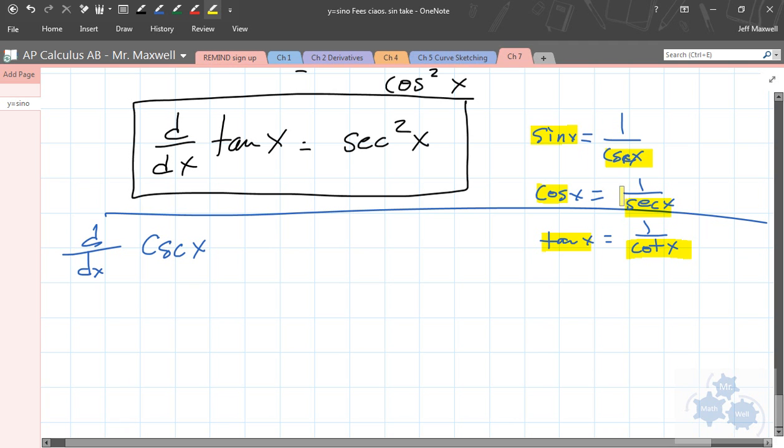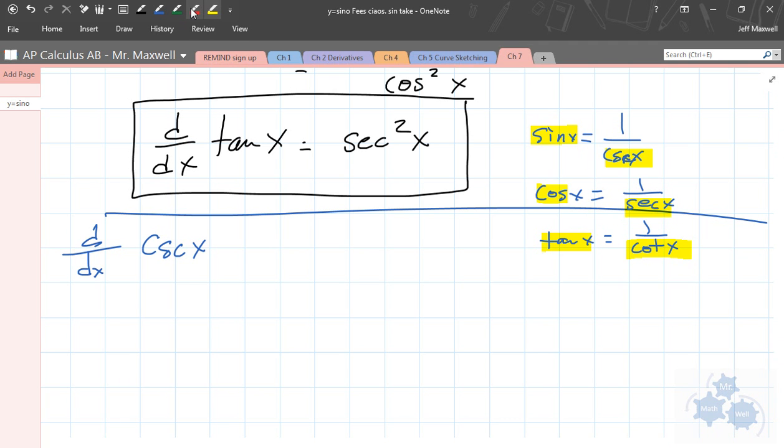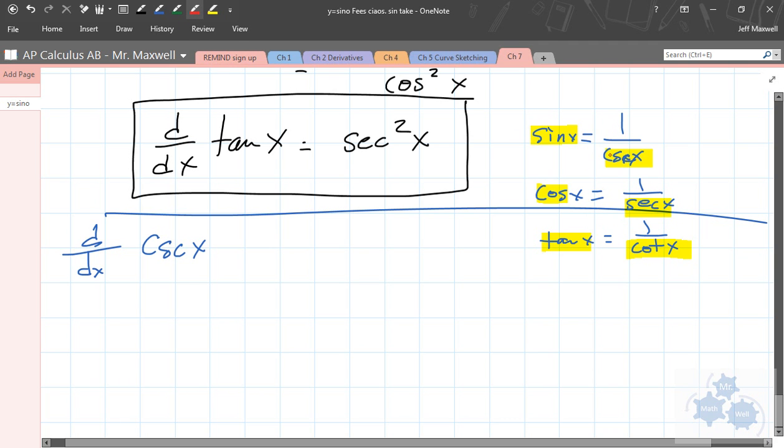But if you remember from previous classes, if you've been in my class, I always help you remember this by saying we have a co and a no-co. So co's and no-co's always go together. So sine, its reciprocal is cosecant, and so on.